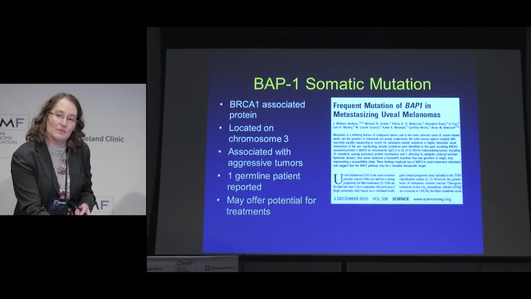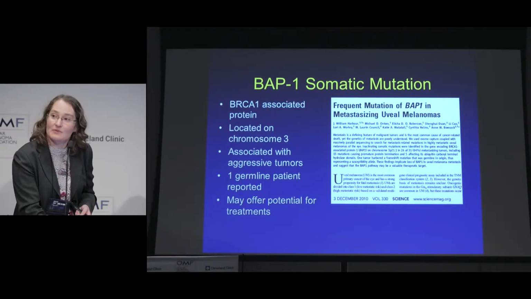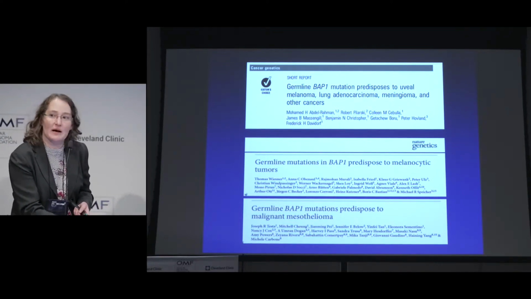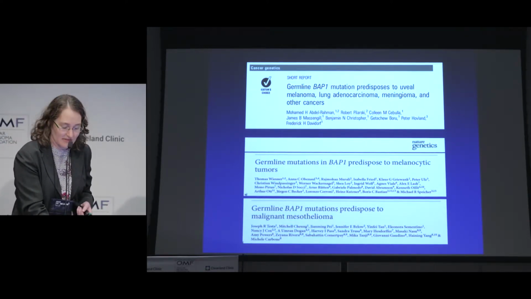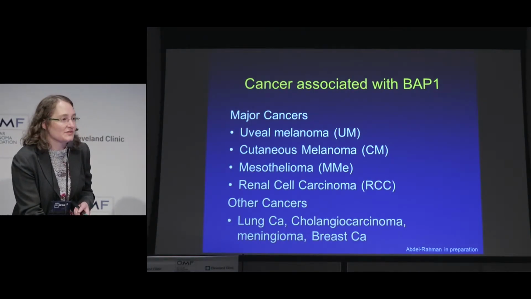What's interesting about BAP1 is that, first of all, we want to screen people who would be at risk for having this germline condition, and also it may offer some potential treatment opportunities. These are some of the papers, including our group, that looked at BAP1 in terms of germline causes of mutation. So what are these cancers that are associated with germline BAP1 mutations?